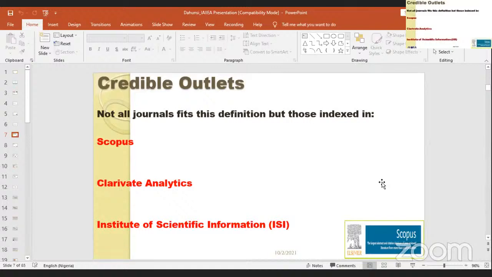So tonight, I wouldn't know how many of you know what we call Scopus. And for those of you who know it, congratulations. Those who don't, maybe you get to know it tonight.